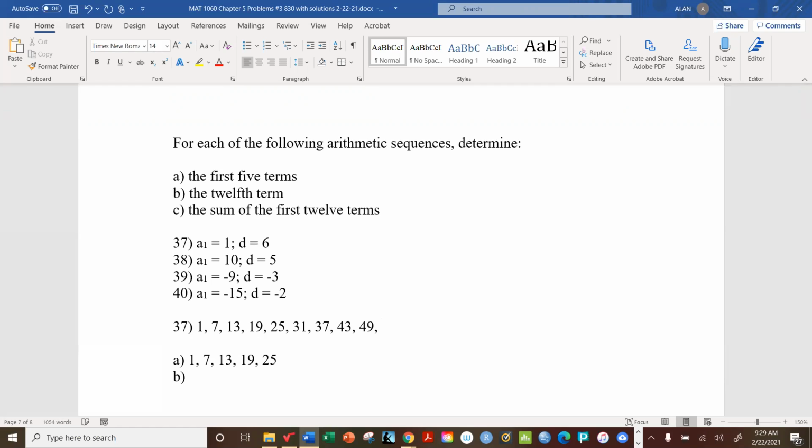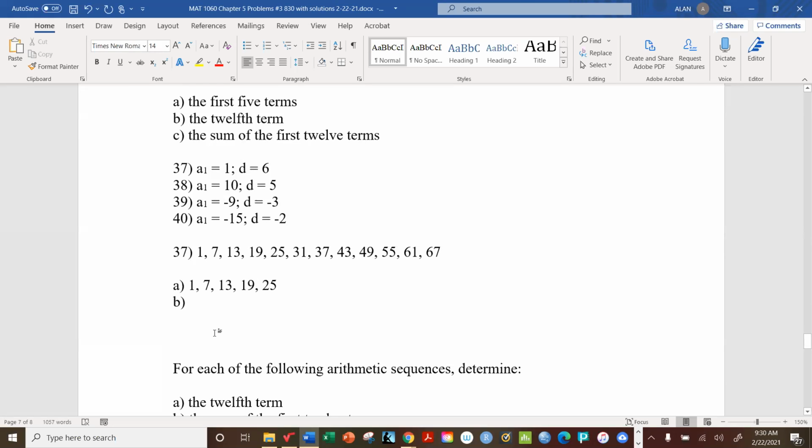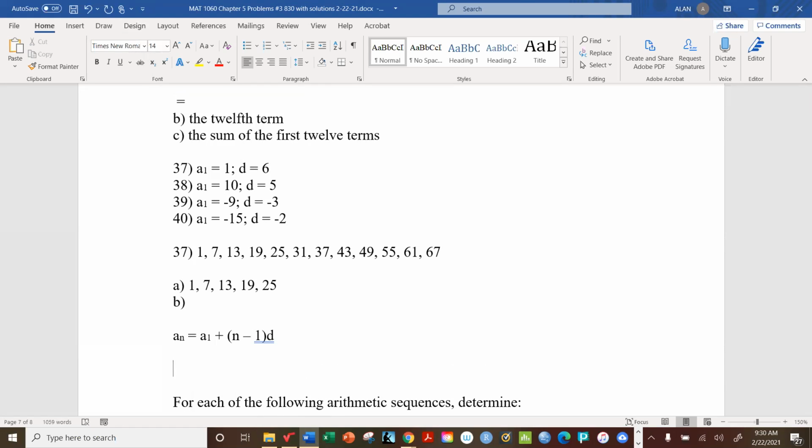Okay, just literally keep writing them, or we have a special formula for this, as you recall, which goes like this. An equals A1 plus n minus 1 times d. Now, you already know what these numbers are. They were given to you in the problem. So therefore, A12 equals 1 plus 12 minus 1, 6, equals 1 plus 11 times 6, is 1 plus 66, equals 67.